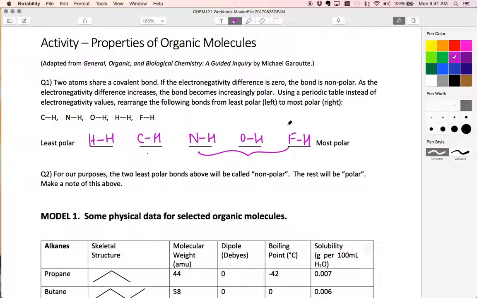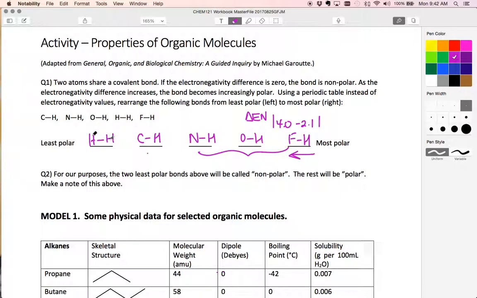For example, the values you may know from the back of the periodic table show that fluorine is 4.0 and hydrogen is 2.1. So that's a pretty big difference for the electronegativity. That means this is a very polar bond pointed in the fluorine direction. So fluorine grabs most of the electrons in this bond.